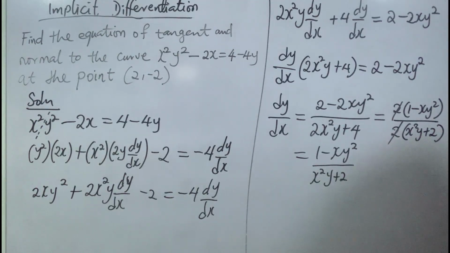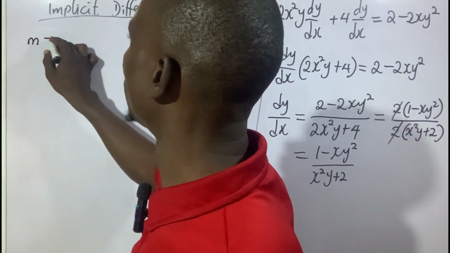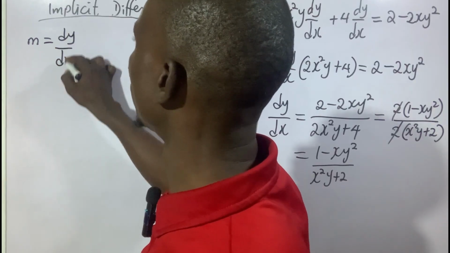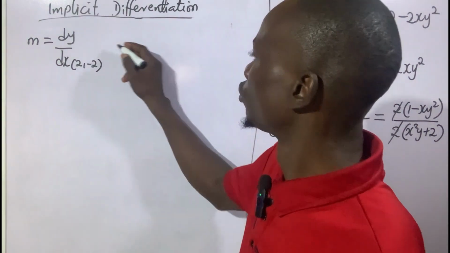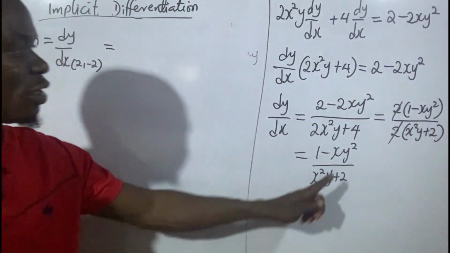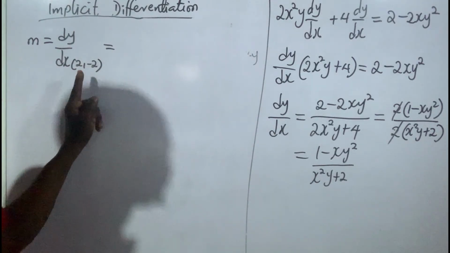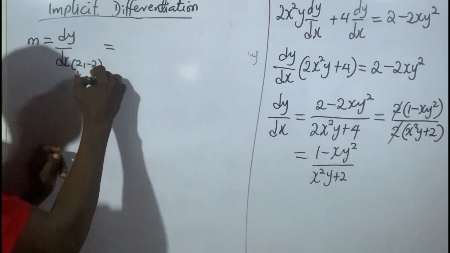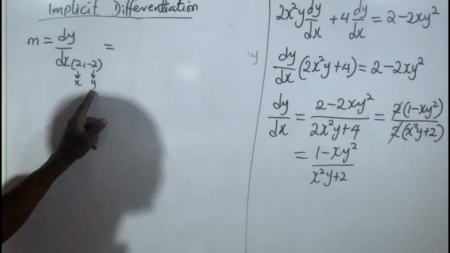They asked us to find the equation of tangent and normal to the curve. So now that we've gotten the dy/dx, it will help us get the slope of tangent and then the equation of tangent. So the slope of tangent is m, and we said it's dy over dx at the given point 2 comma minus 2 in this case. Which means whenever I see x in this equation, I'm going to put 2. The first is my x, the second is my y. Wherever I see y, I'm going to put minus 2.